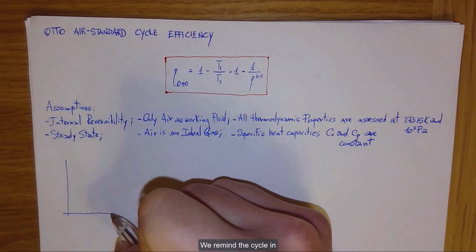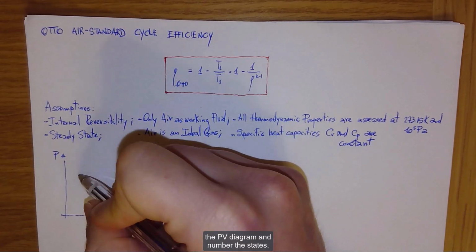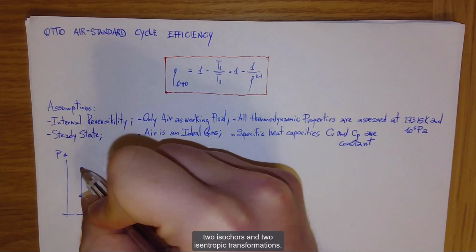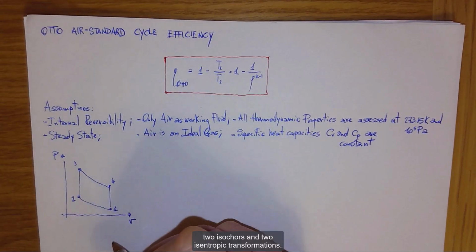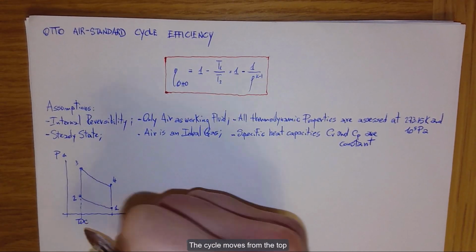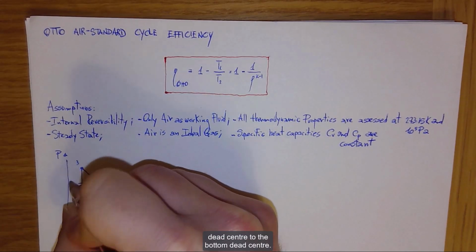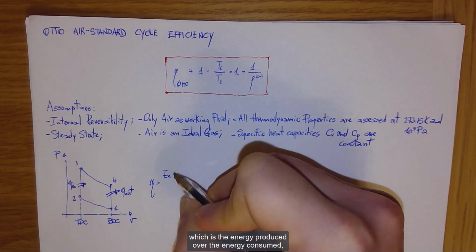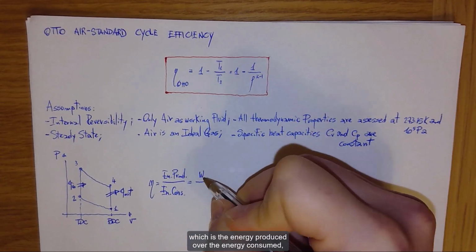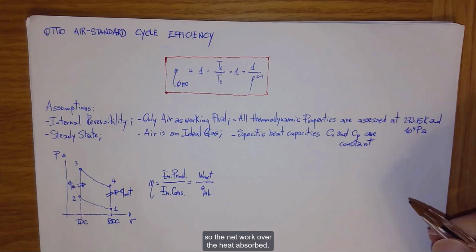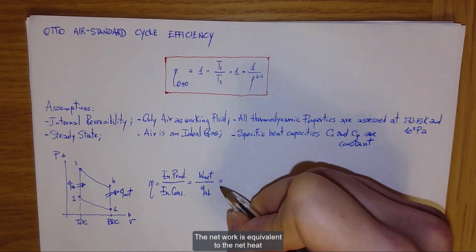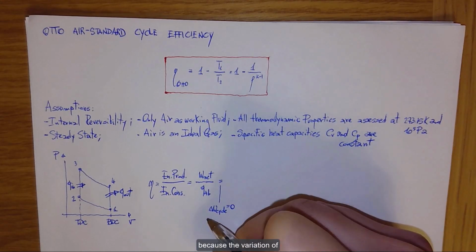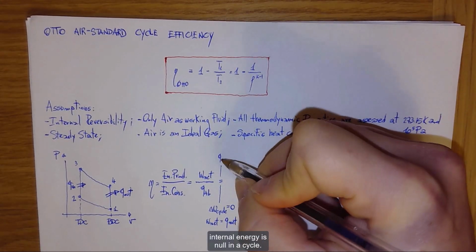We remind the cycle in the PV diagram and number the states. The Otto cycle is composed by two isocores and two isentropic transformations. The cycle moves from the top dead center to the bottom dead center. The cycle exchanges heat, Q in the transformation 1-2 and Q out in the transformation 4-1. We want to calculate the efficiency, which is the energy produced over the energy consumed, so the net work over the heat absorbed. The net work is equivalent to the net heat because the variation of internal energy is null in a cycle.